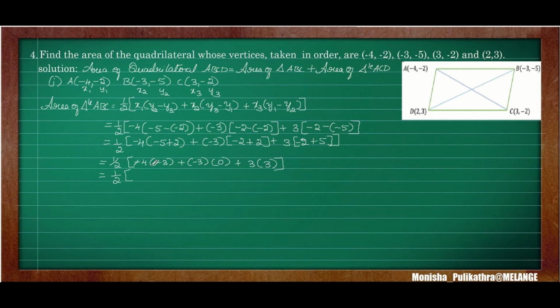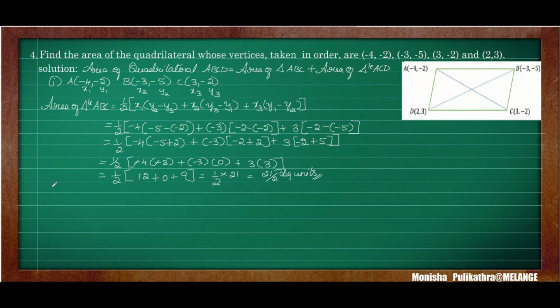Okay, then the remaining is 4 3s are 12. So any number multiplied to 0 will become 0 itself plus 3 3s are 9. So is equal to half into, so 12 plus 9 is 21. So the answer for area of triangle ABC is 21/2 square units. Okay, so we have found out area of triangle ABC.